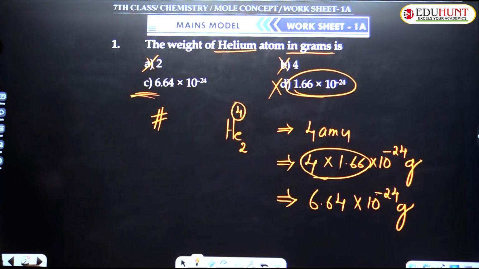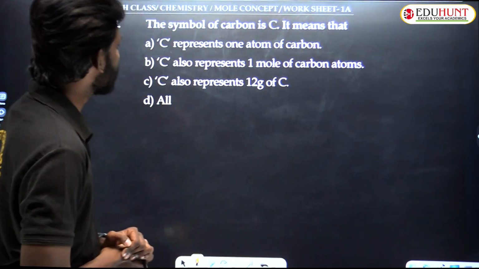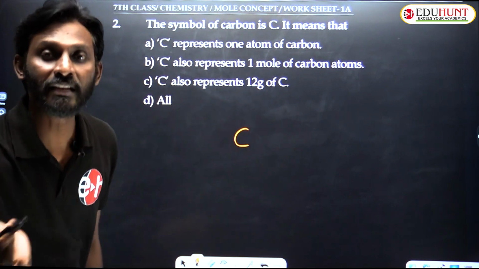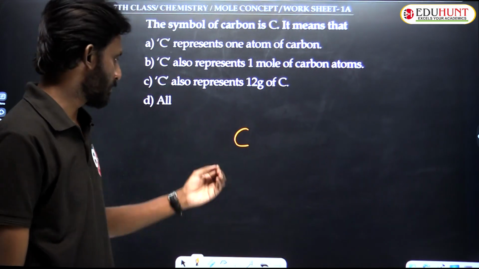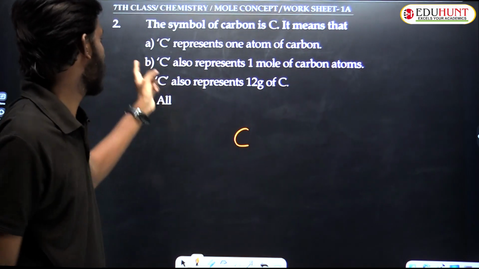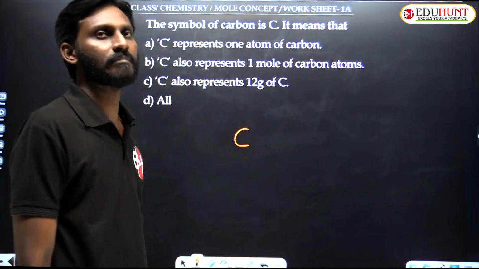Now moving towards the next question. The symbol of carbon is C. Yes, we know the symbol of carbon is C. What does it mean? It means the symbol of carbon is C, that only. But see the options. C represents one atom of carbon.